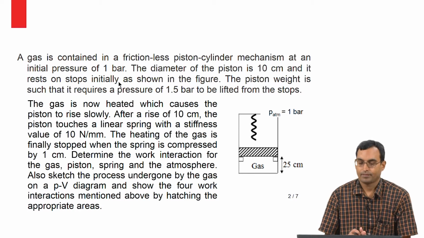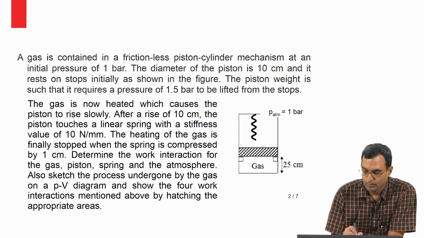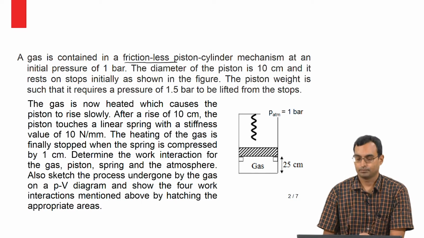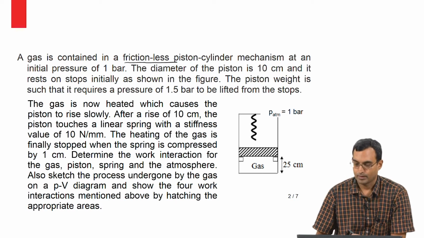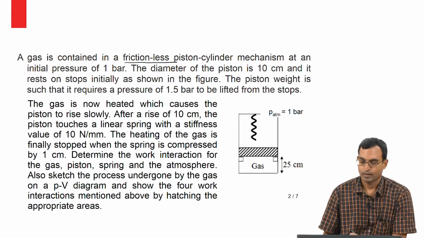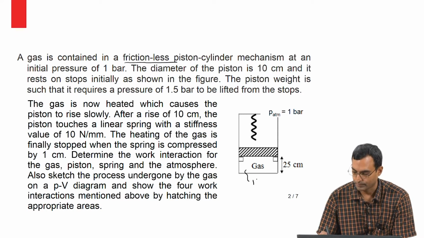So, we have a gas in a frictionless piston cylinder mechanism. Frictionless means that there are no losses, which makes it possible for us to use our usual equations and processes. We do not have to worry about friction forces and so on. It is at an initial pressure of 1 bar. I am going to mark that I have initially a pressure of 1 bar here.